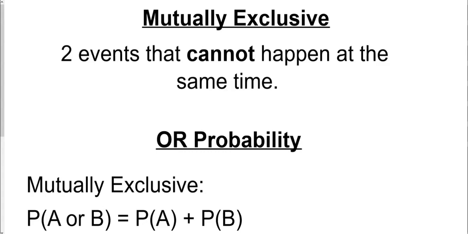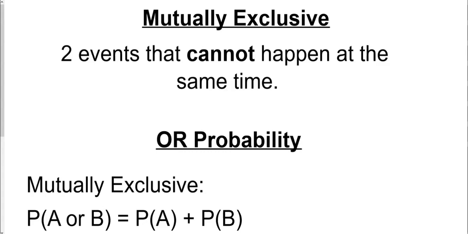Same thing with running a race. When you run a race, you cannot get first place and second place at the same time. It's impossible. You either come in first or you come in second. So the place that you finish in a race is mutually exclusive, because you are one and only one place when you finish it. Your first, your second, your third, your fourth, your fifth, whatever, so on and so forth. You can't occupy more than one place.